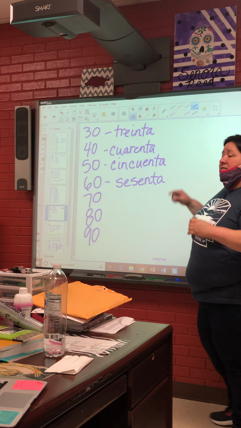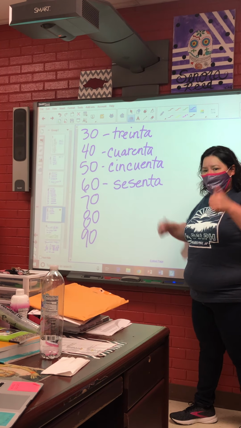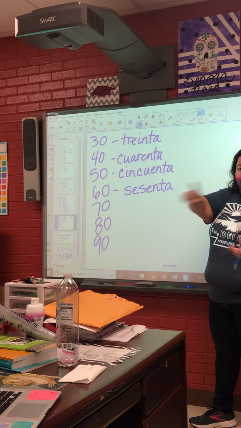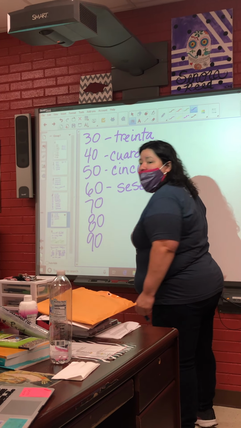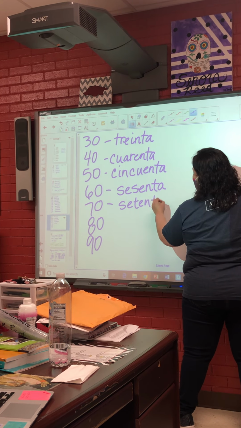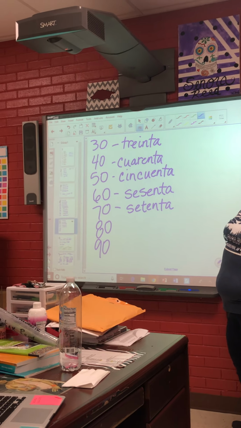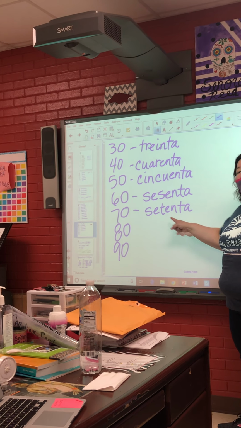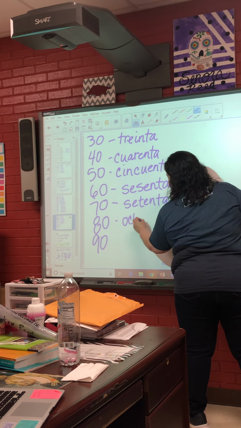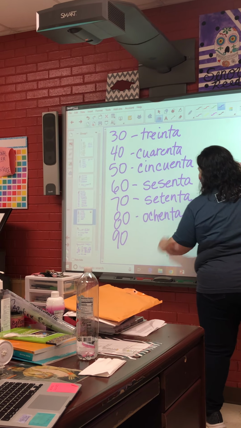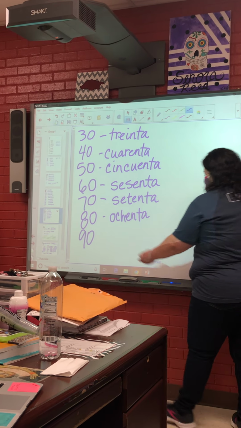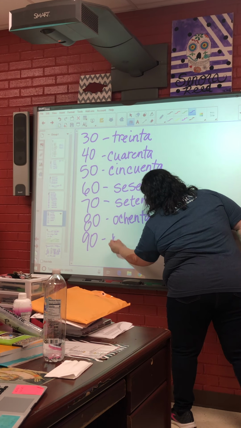Clase, ¿cómo se dice 60 en español? 60. Muy bien. Necio, cierra la computadora. Cierra la computadora. Presta atención aquí, por favor. Okay, 70. ¿Cómo se dice 70 en español? 70. 80. What do you think? 80. Okay, clase. 80. And then, here we go. 90.